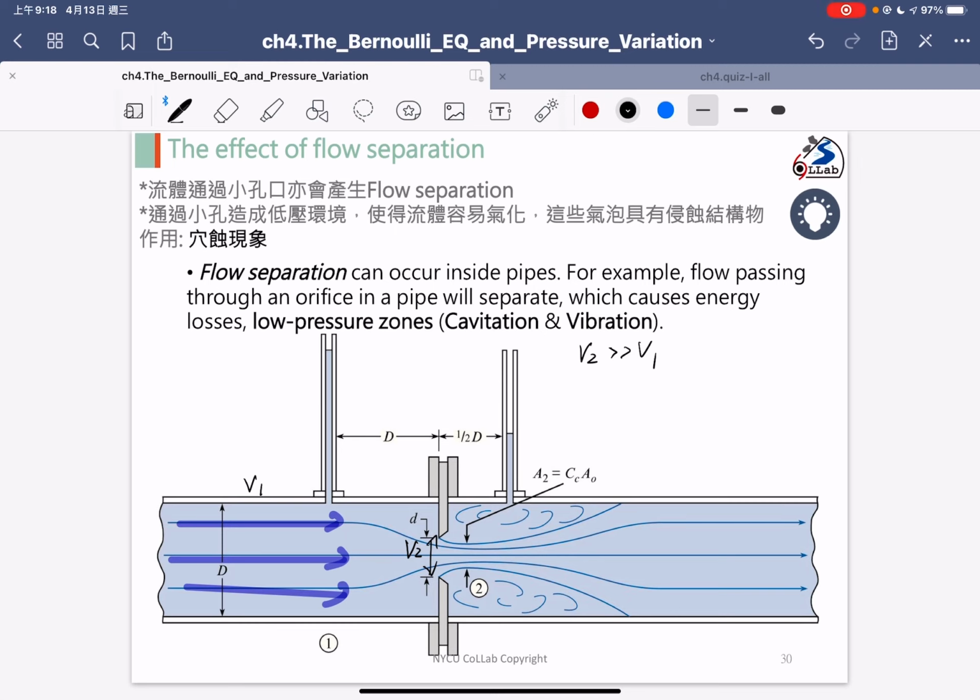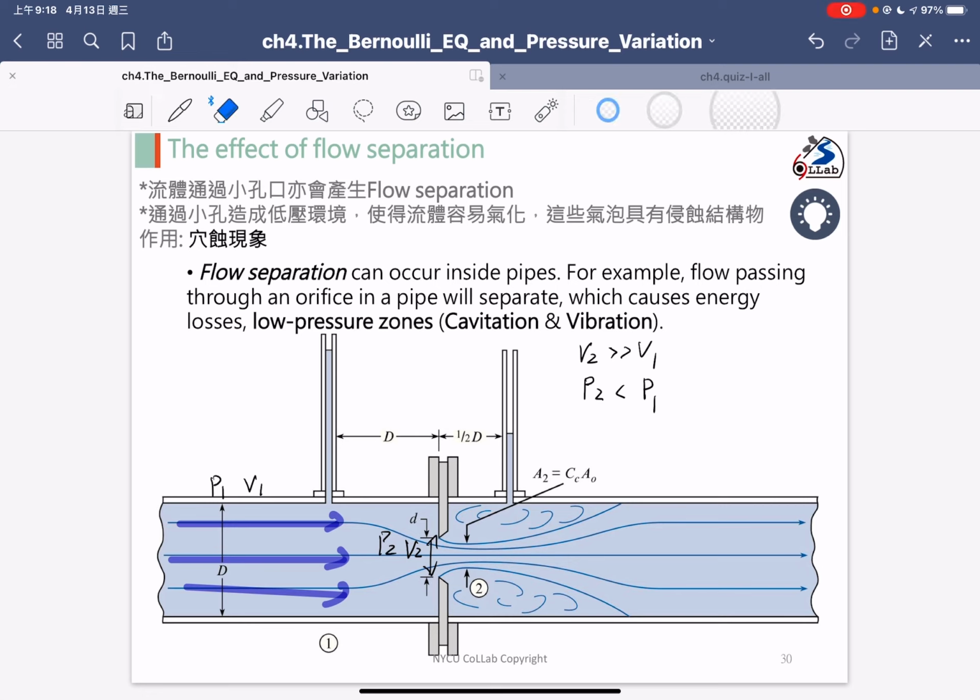In the following class, I will teach you the reason why, but right now I just tell you the phenomenon. So V2 will be larger than V1. And then the pressure in here we call P1, and the pressure in here we call P2. And I tell you P2 will be smaller than P1.